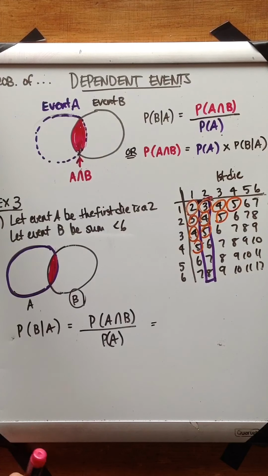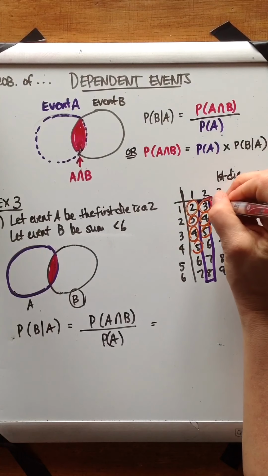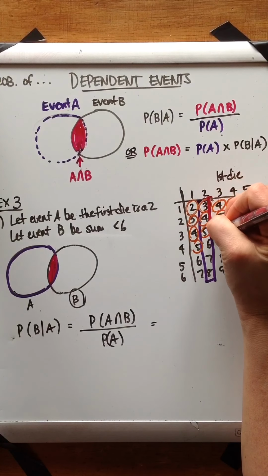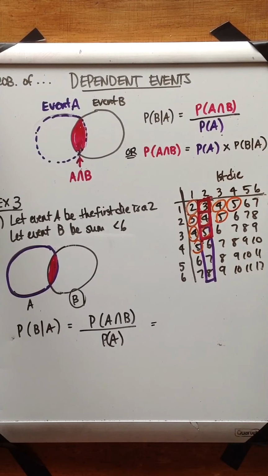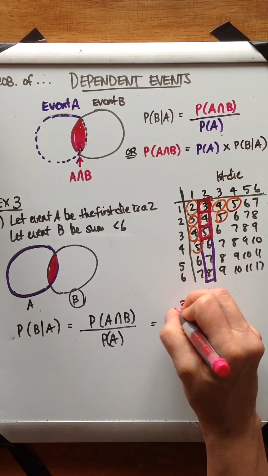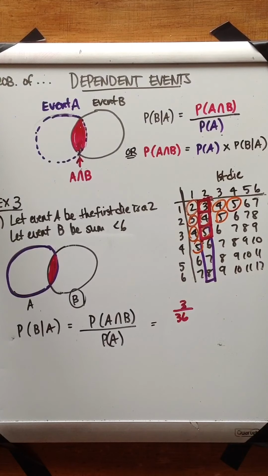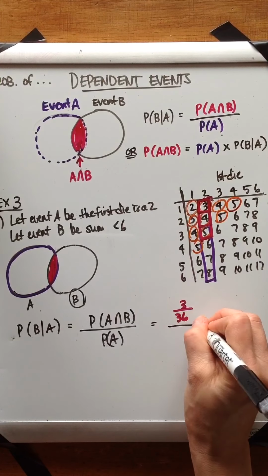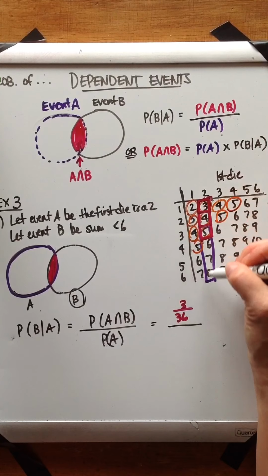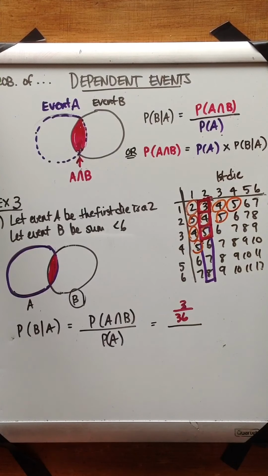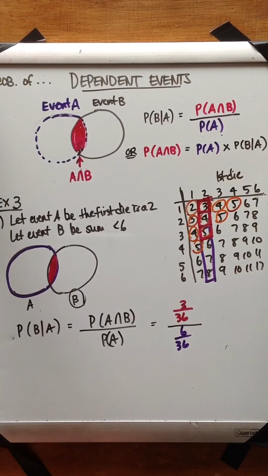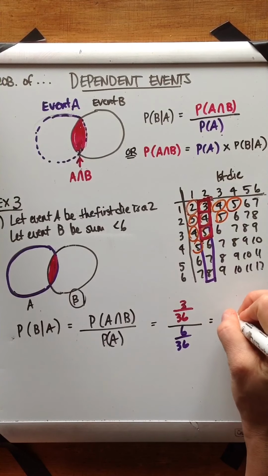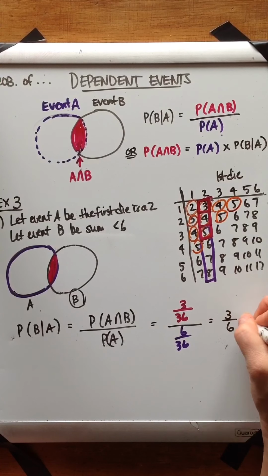So, how many places do these two events intersect in? Well, right here, there are 3 of them. The 3, the 4, and the 5 in this direction. Okay, so we can say 3 out of 36 here. And under here, we can say that the probability of A, there were 6 possibilities out of 36. And when we do the division, we end up with 3 out of 6, which can be reduced down to 1 over 2.